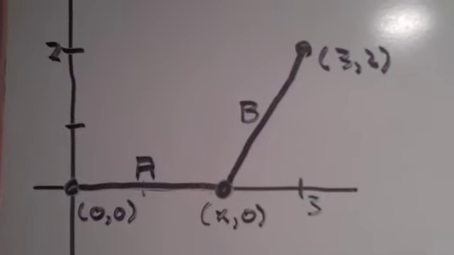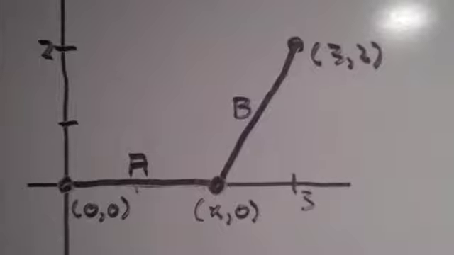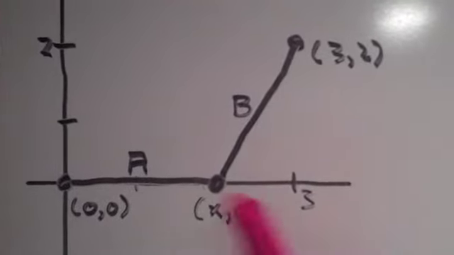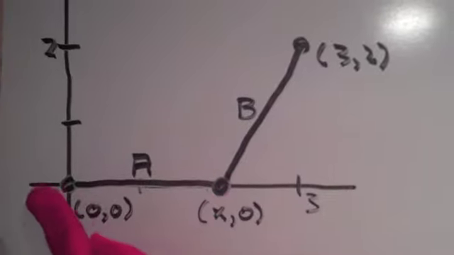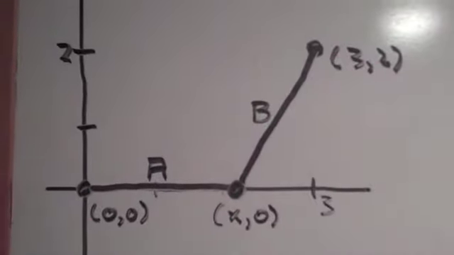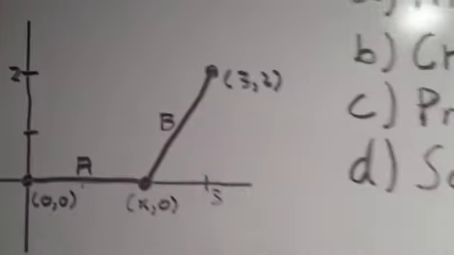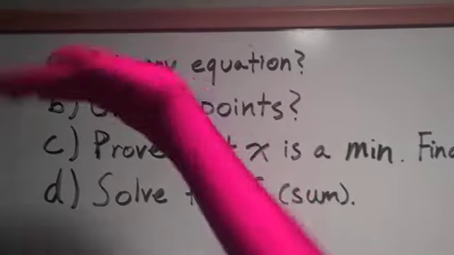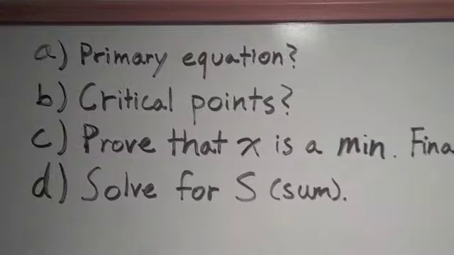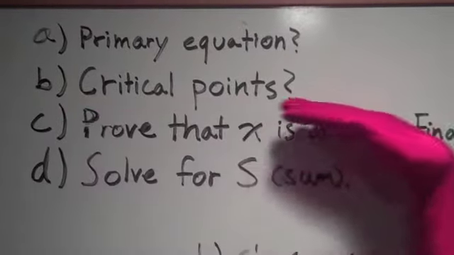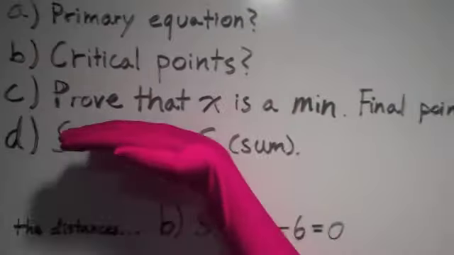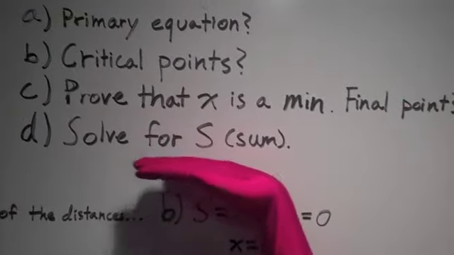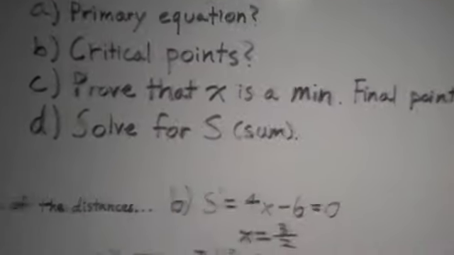This question asks to find the value of x which minimizes the sum of the distances squared from the middle point to the other 2 points. This question asks 4 different stepped questions. A, the primary equation. B, the critical points. C, to prove that x is a minimum and the final point. And finally D, for the value of s, or the sum.